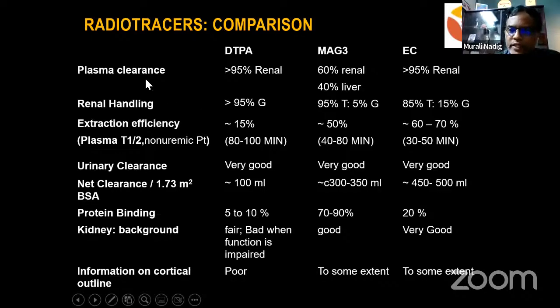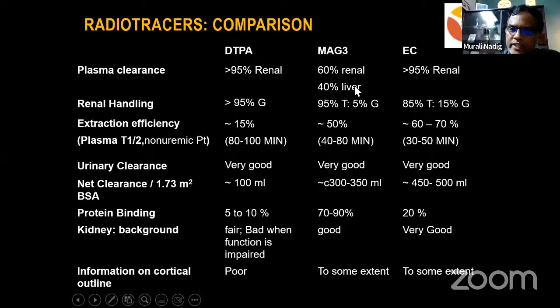So plasma clearance means some amount of radiotracer, X amount, is injected into the blood. How much of it is cleared by different organs? For example, DTPA is handled by the kidney, so more than 95% of DTPA is cleared by the kidney, whereas with MAG3, 60% is cleared by the kidney and 40% by the liver, whereas with EC, more than 95% is cleared only through the kidney. This is important because whenever there is renal function impairment, the alternate route of excretion takes predominance.